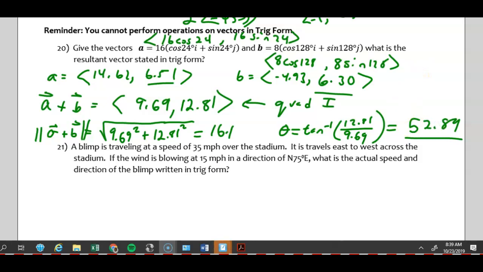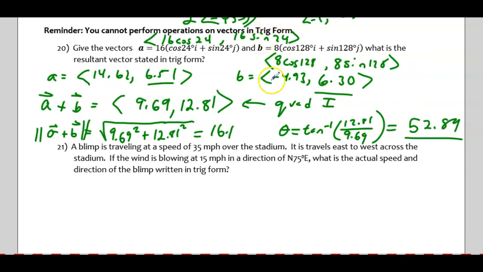So when we express it in trig form, guys, the last thing we have to do is write it back out as a linear combination, like the original problem, because this is not trig. We have a magnitude times cosine of 52.89 I, plus sine of 52.89 J. Like that. So let me rewrite that.